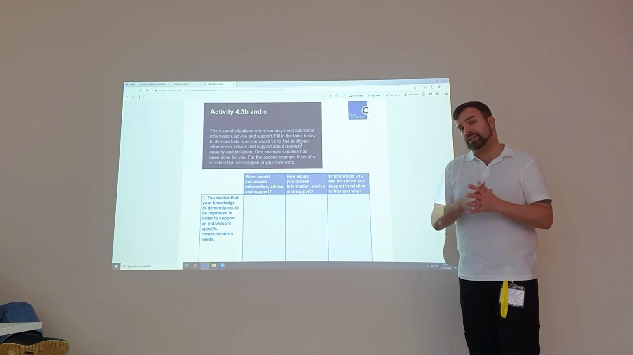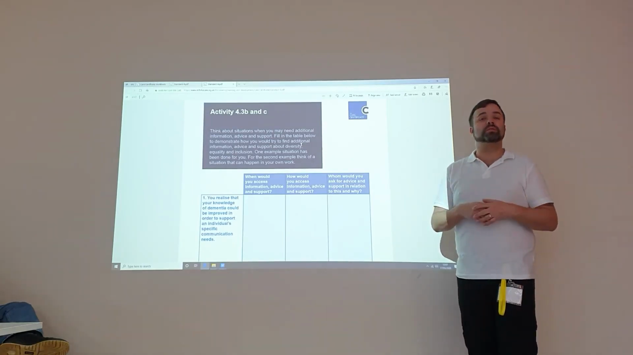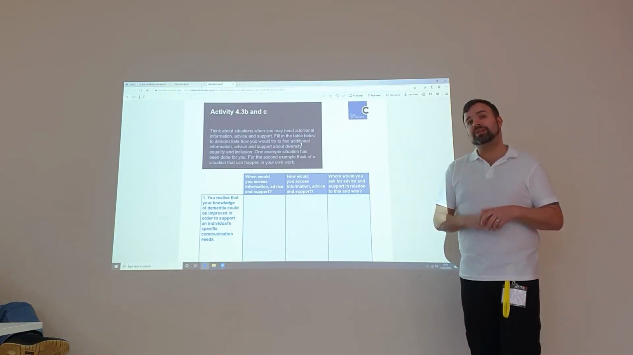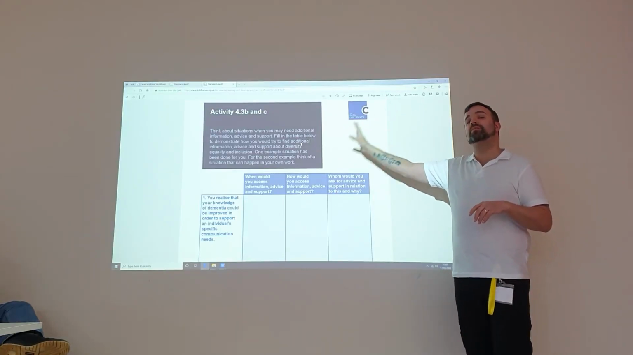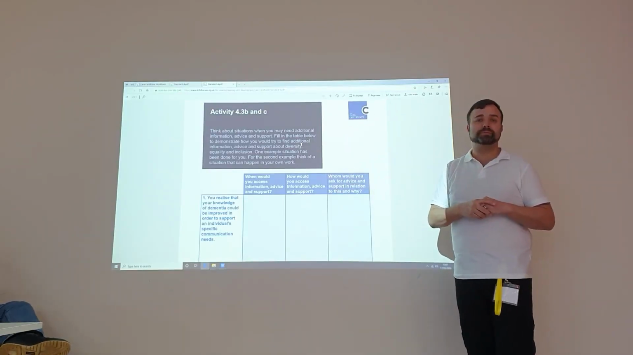Equality and diversity is a sensitive subject, and it's a subject that you'll do every 3 years as mandatory training and ongoing updates. If you need any further advice and guidance, you can go to the CQC websites or any of the websites that you've seen on here.